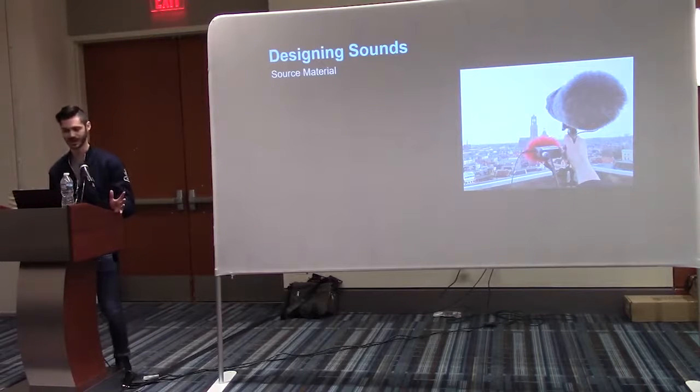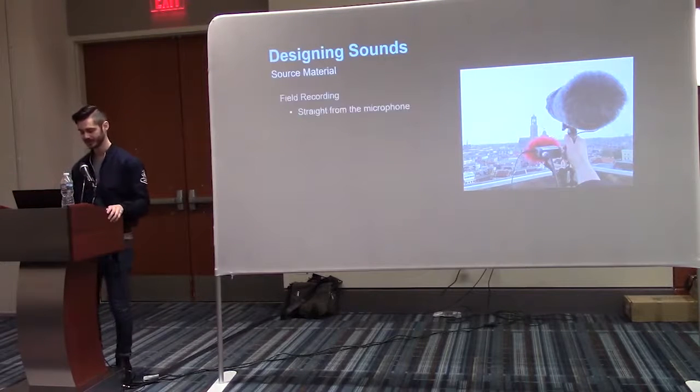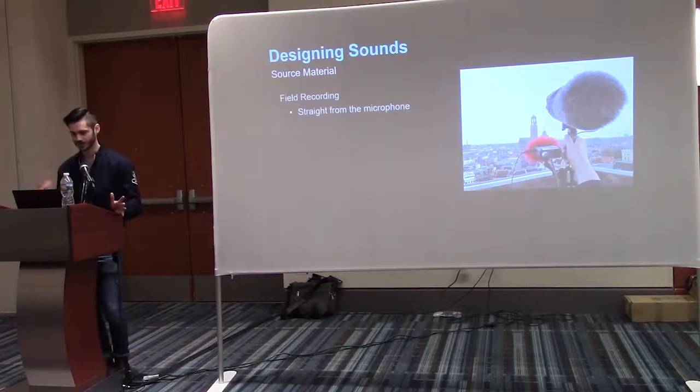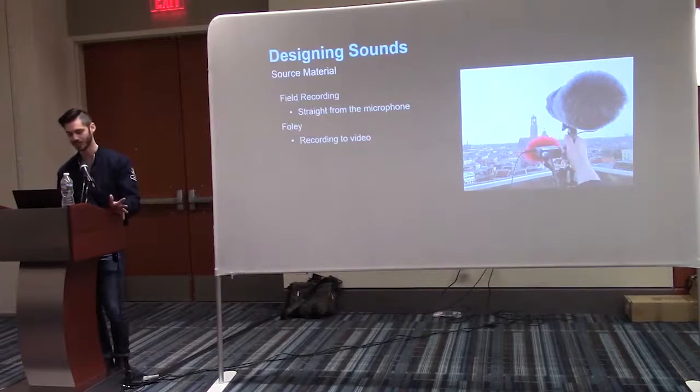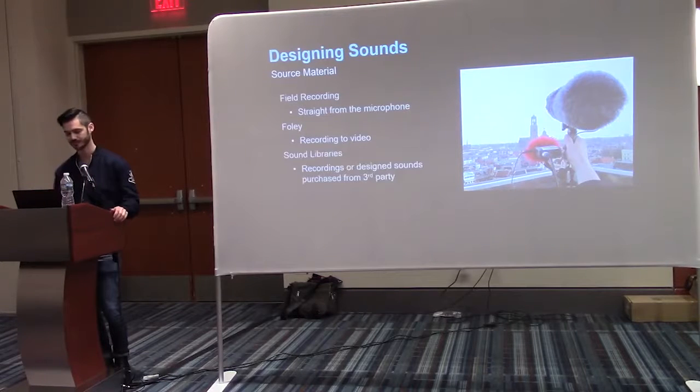So how do we get our source material? Field recording. That picture right there is what field recording is: going out in the field and recording straight from a microphone. Foley. This is bringing things in and recording to video. Sound libraries. These are big sound packs that can be purchased from other companies. Synthesizers. This is analog or digital, software or hardware. It's stuff you can play.